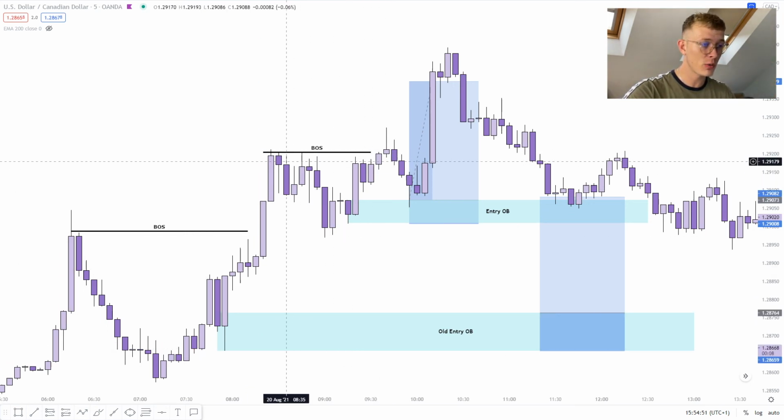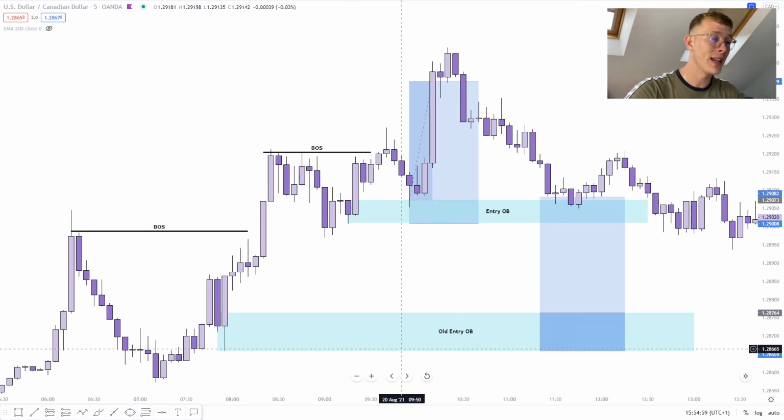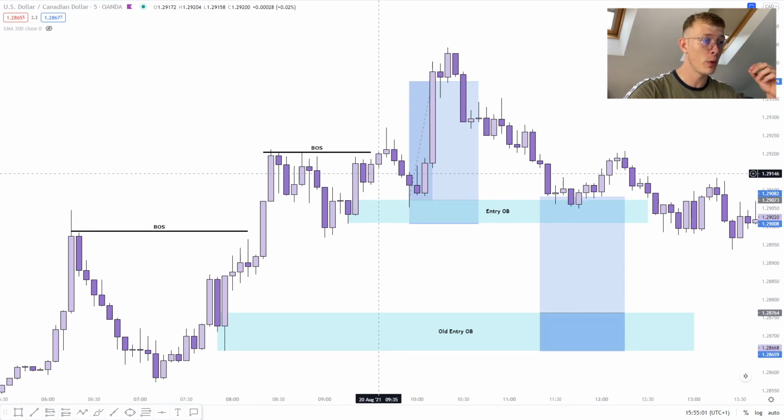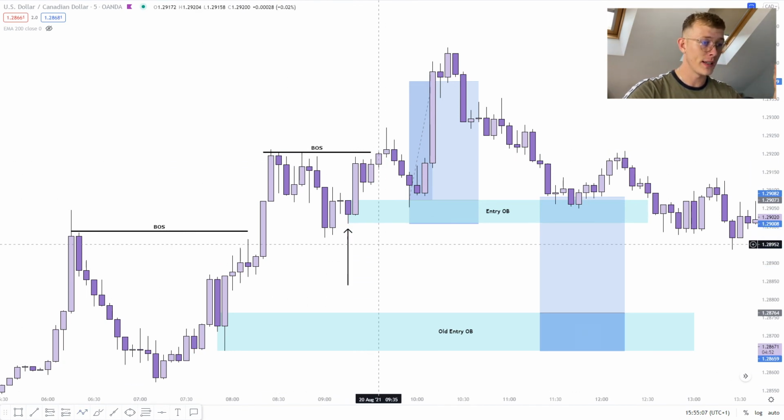Okay, if this structure was never broken and price traded below this area, we could still have this order block as a validated area for price to come back to. But we never saw that. What we then saw was price push to the upside, make a new higher high, leaving behind a fresh order block that we see here.